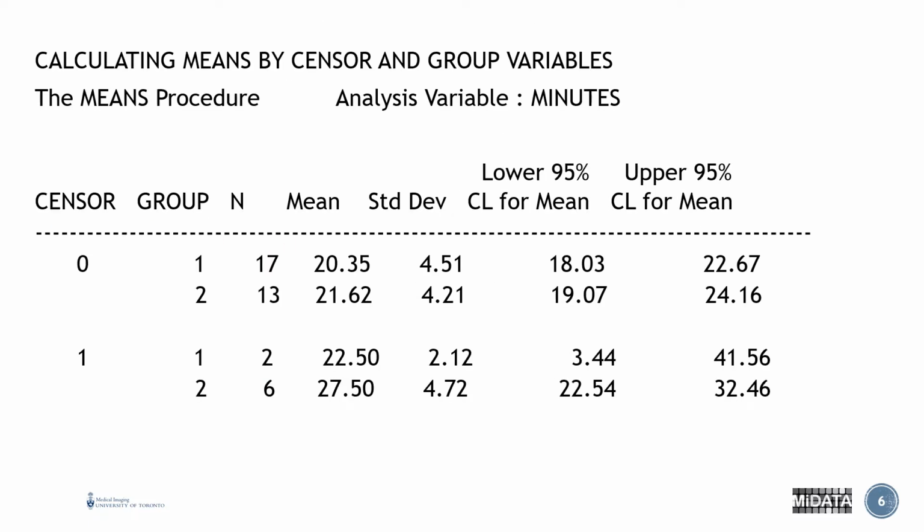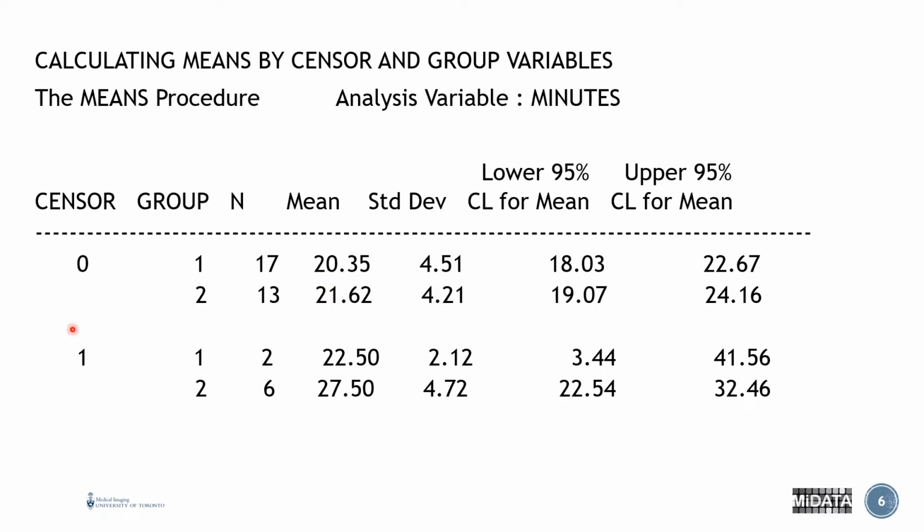Now, when looking at the group differences by censor, we'll see here that when subjects have not been censored, and we look at the two groups, we have 17 and 13. So that's the majority, right? So the majority of subjects have not been censored. If you look at the difference in the means between the groups, it's similar-ish, right? So you have 20.4 for group 1, and you have 21.6 for group 2.